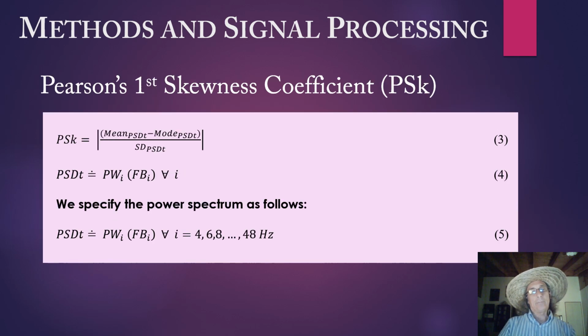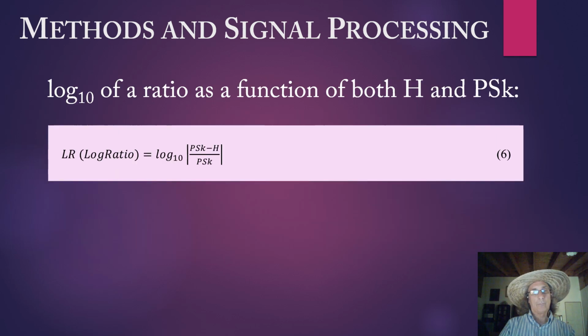Then we computed Pearson's first skewness coefficient, PSK, which is basically the mean of the distribution minus the mode, divided by the standard deviation. This is a standard calculation, and we discretize the spectrum in bands of steps of 2 from 4 Hertz to 48 Hertz, and for that we calculated the power of each frequency band, which gave us the measurements to calculate the mean and the standard deviation for this particular distribution.